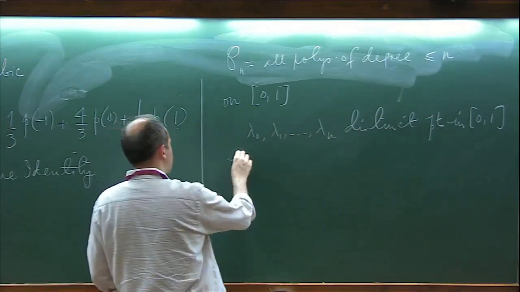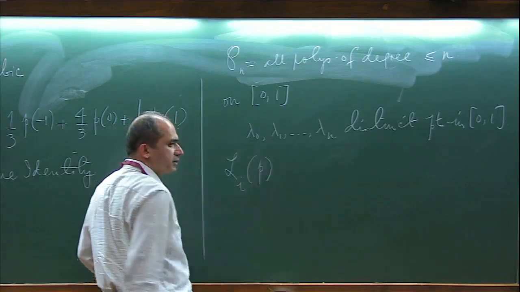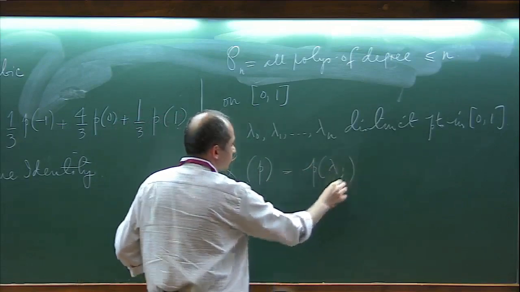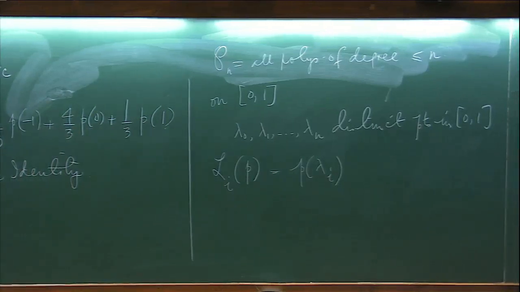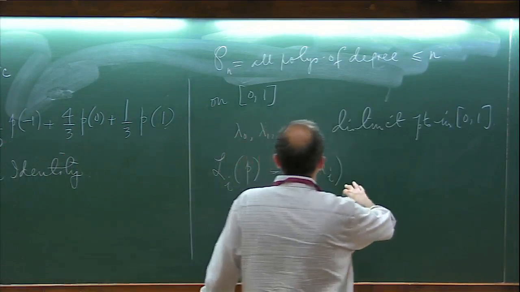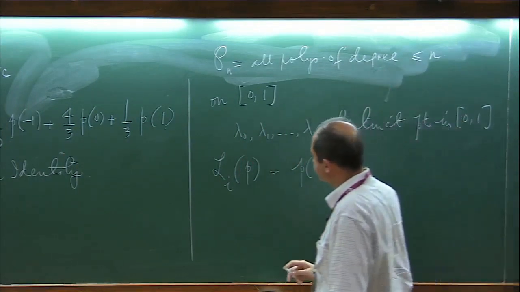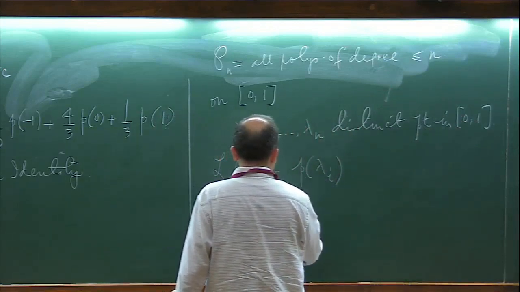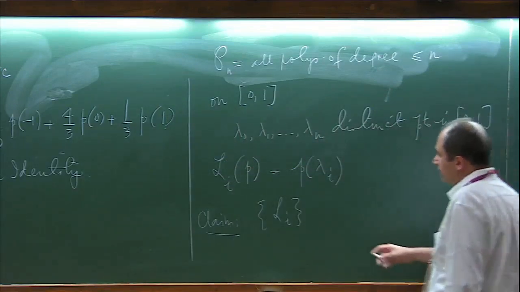Let us give these some names. L sub i of a polynomial P is, by definition, I take this polynomial and evaluate it at the point lambda i. How many of these functionals do I have? I have exactly n plus 1, which is the dimension of this space Pn. Now the claim, or the observation, is that this collection of linear functionals is linearly independent.